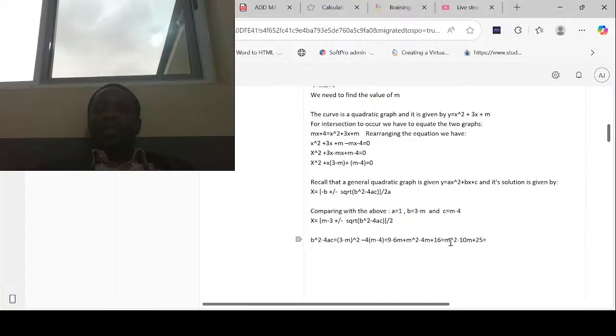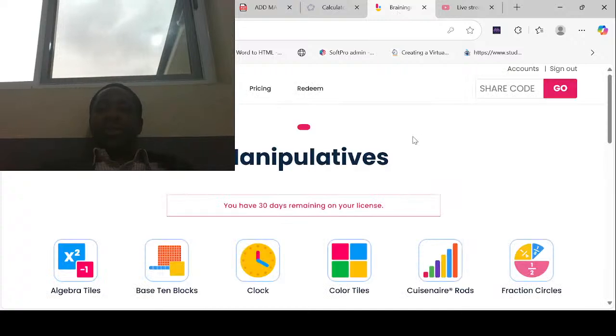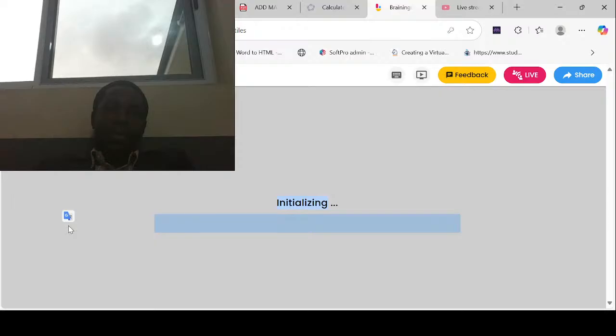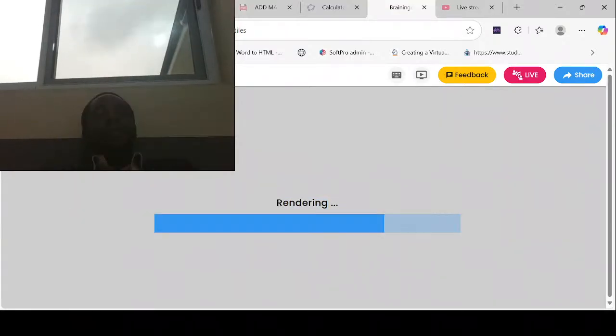So here we have m squared minus 10m plus 25. Suppose you want to factorize it, how are you going to do that? So let's use our manipulatives, the algebraic tiles. We are seeing the algebraic tiles there. So we use what we call the completing the square method.